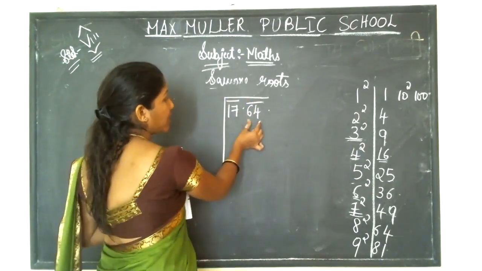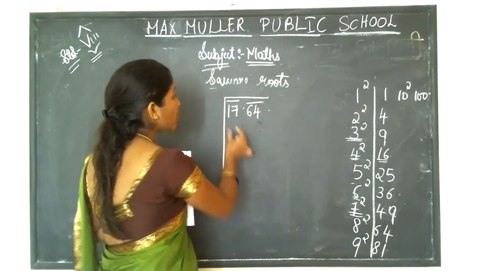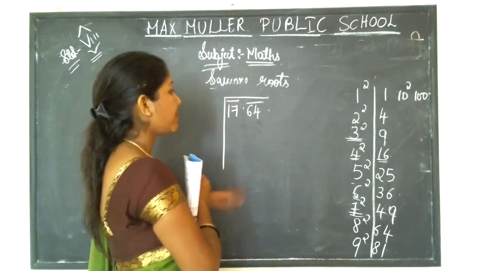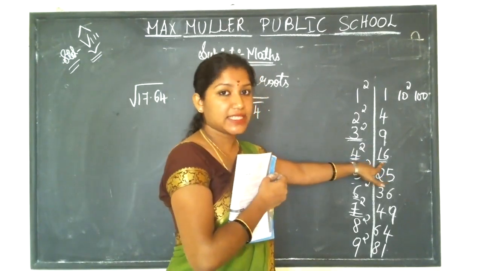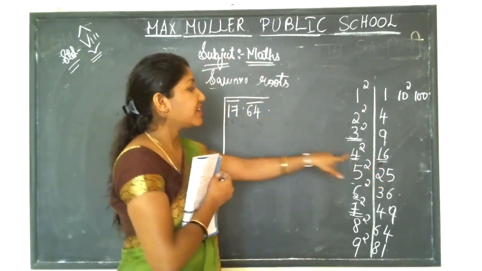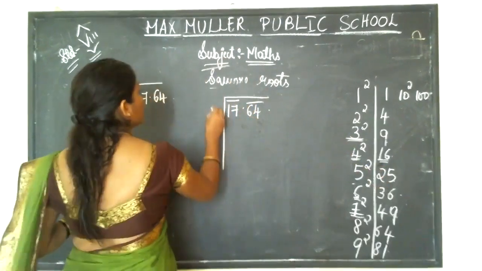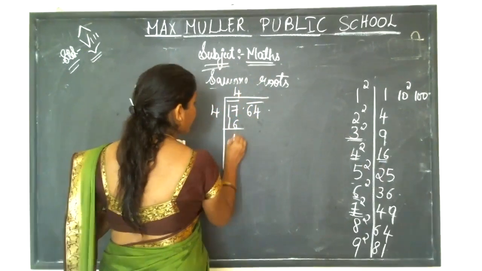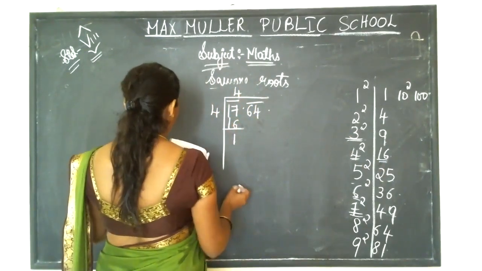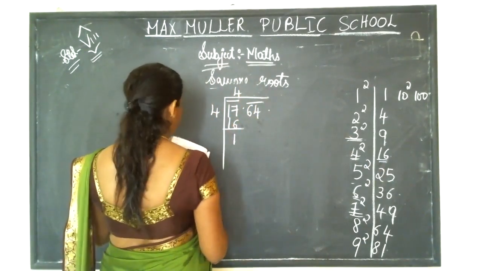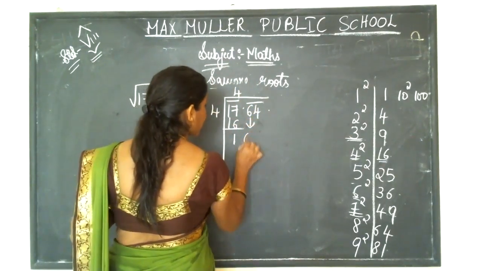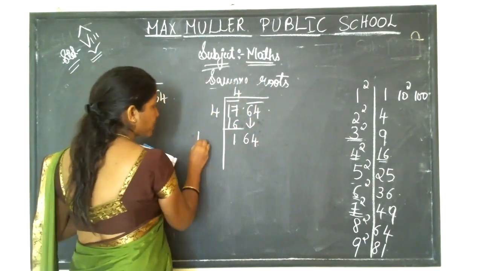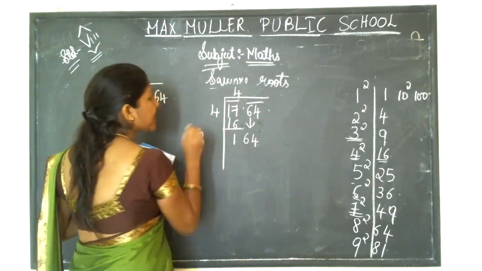See, two numbers, you're grouping it. So you have to find the nearest square number for 17. So it is 16 only. And the number is smaller also there. So 4 4s are 16. So here the remainder will be 1. And get down the 64. And the double of the number is what? 4 plus 4. It is 8.